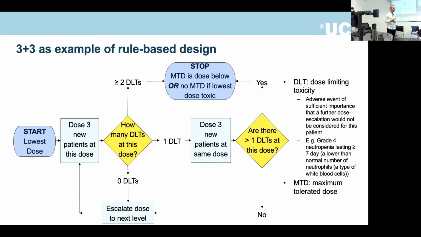3+3 is just an example of a rule-based design, and there are many other rule-based designs that we can use in dose escalation studies. The other main class is model-based designs. The continual reassessment method is one of the model-based designs that can be used. So we are not just counting the number of DLTs here. We are working with the estimated probability of DLT for each dose level. So it's a model here.